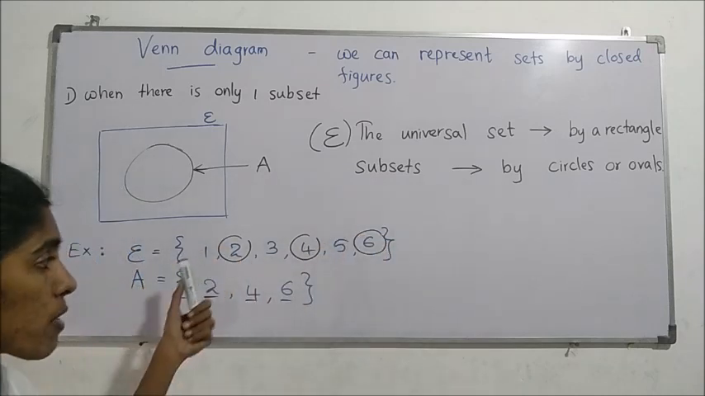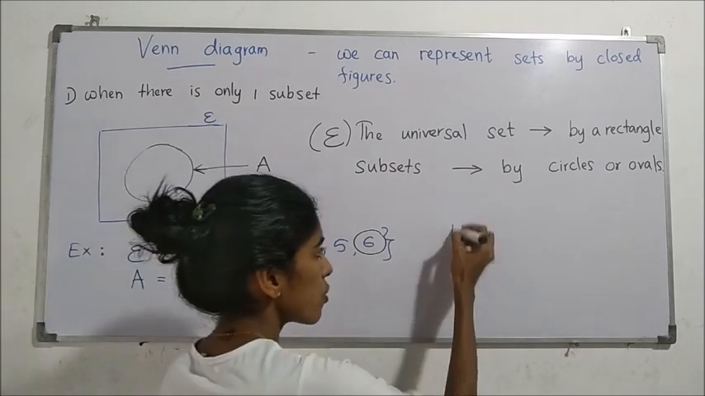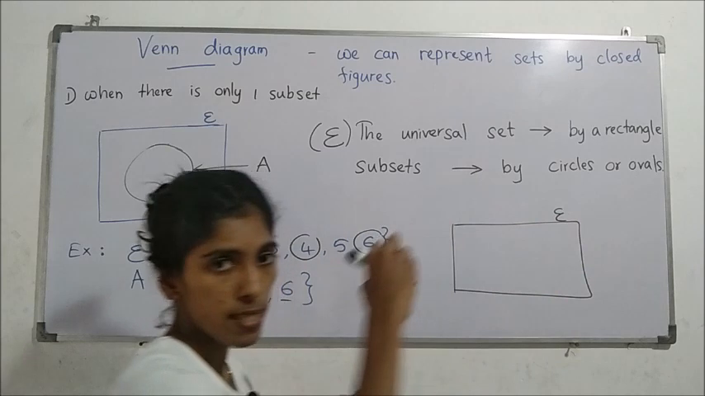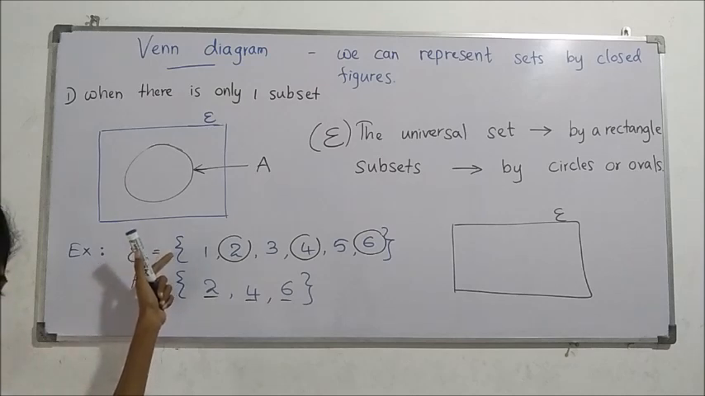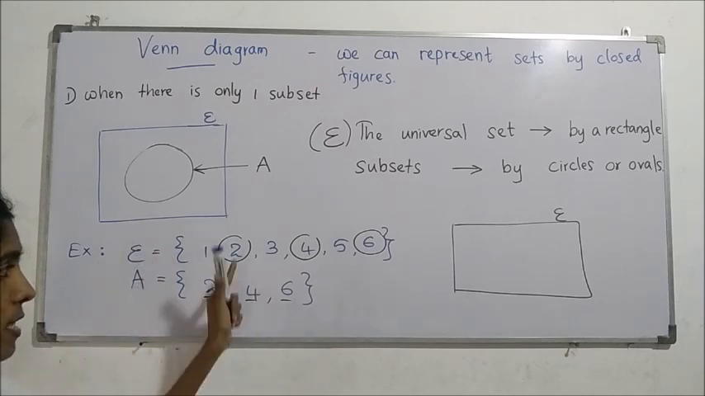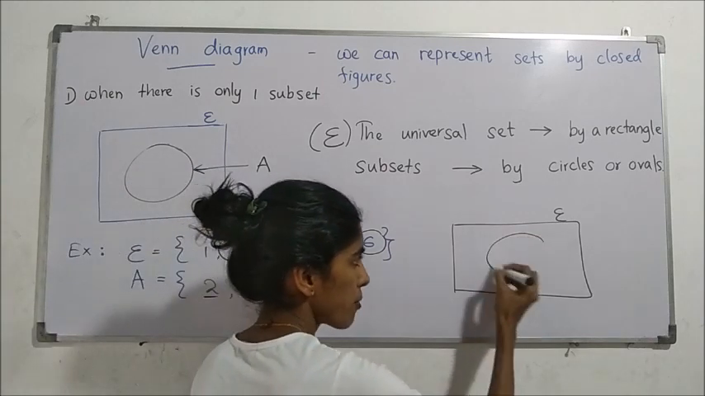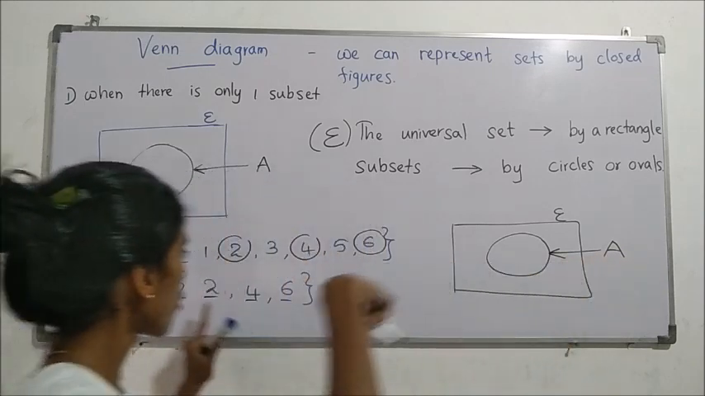If it is so, how do we represent both using a Venn diagram? Firstly, you should draw a rectangle to represent the universal set, and you know there is a subset. This set A is a subset of the universal set because all the elements can be seen in the universal set. So I am drawing a circle and I am naming it as A because the name of this set is A.